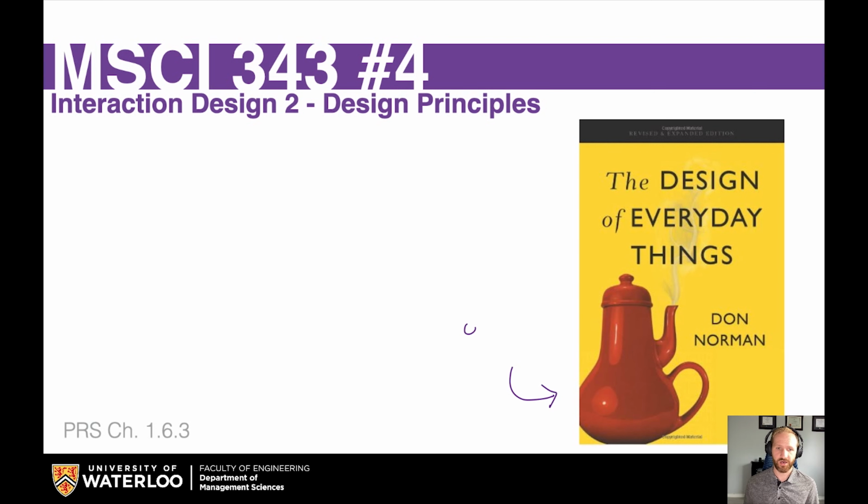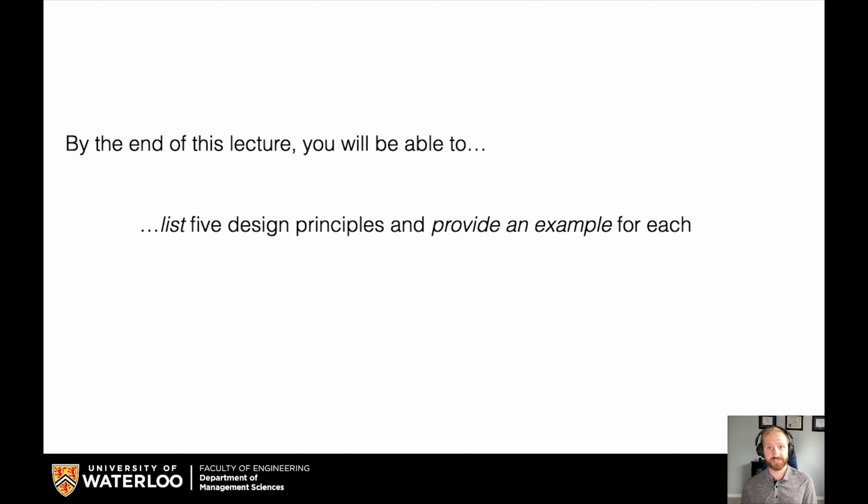This lesson will draw a lot from The Design of Everyday Things by Don Norman, which is on course reserves. I highly recommend you take a look at it. It adds a lot more depth to what we're talking about, gives you a preview for later things in the course, and is basically a crash course in HCI on its own. By the end of this lecture, you'll be able to list 5 design principles and provide an example for each.